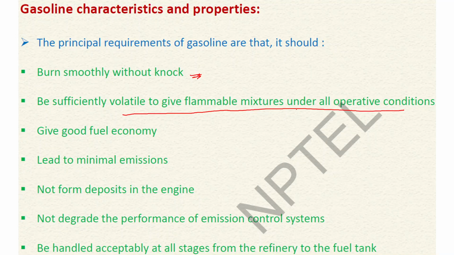It burns. So at all conditions, this gasoline should be sufficiently volatile to produce a sufficient amount of vapors. Those vapors, when they form a mixture with the air, form a flammable mixture. It should give good fuel economy and lead to minimal emissions.